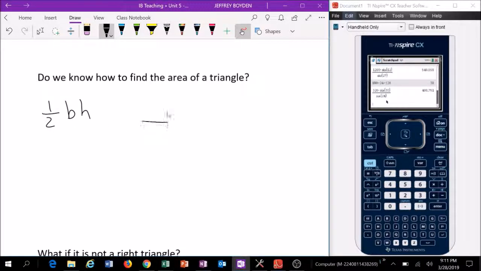Now, that worked really well when you had a picture like this. If you had like a 3, 4, 5 triangle, because you could say, do I know what the base is? Yep, it's 3. Do I know what the height is? Yep, it's 4. All right, off to the races I go. It doesn't work quite as well in an example like this.